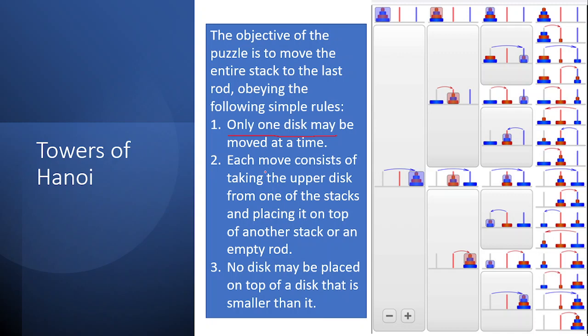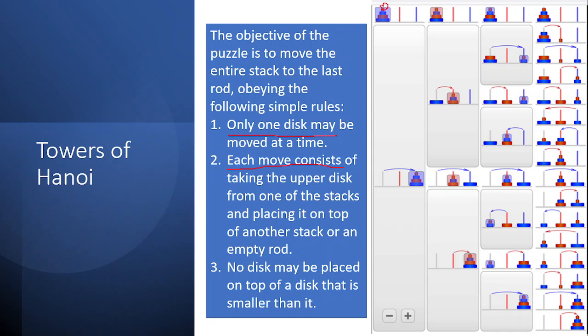And the other rule is that each move consists of taking the upper disk from one of the stacks and placing it on top of another stack or an empty rod. So you can take only the upper disk. You cannot take out disks from in between or below. You can only take one disk, and that disk must be the uppermost disk.